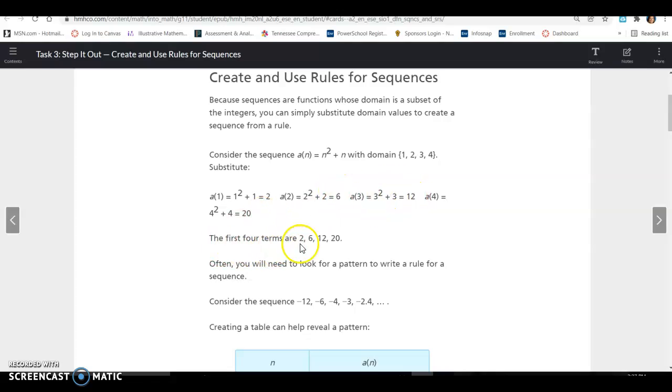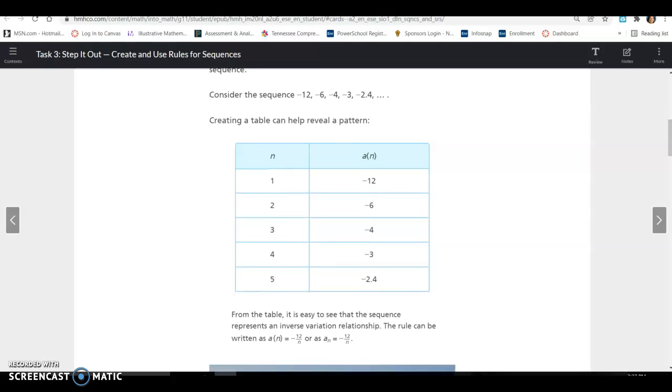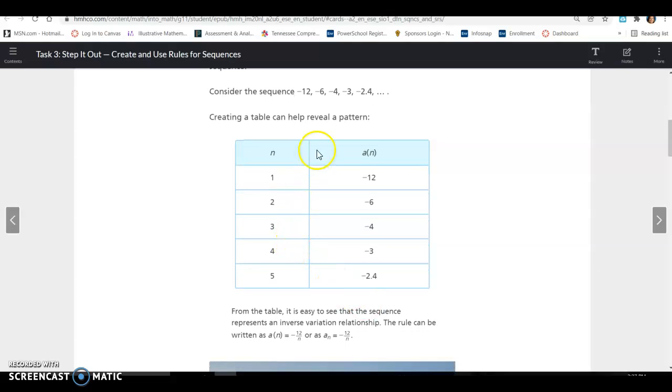So the first 4 terms are those numbers, and often you will look for a pattern to write a rule for the sequence. All right, so it says consider the sequence negative 12, negative 6, negative 4, negative 3, negative 2.4. Creating a table can help reveal a pattern. So you can see there's not a common difference and there's not a common ratio. So let's look at something else.